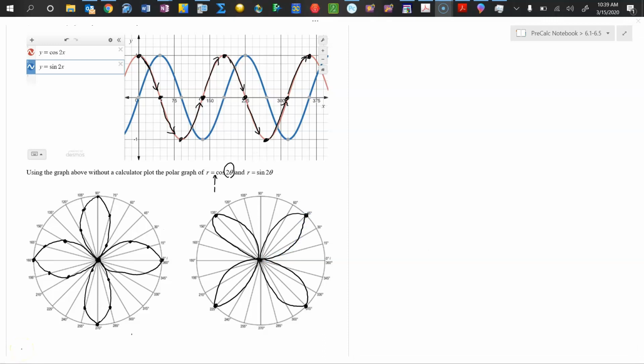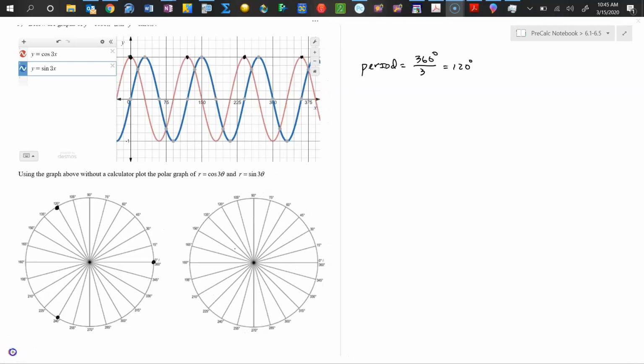Some things you will notice about the graph of r equals sine 2 theta is that it has 4 petals, twice the number of the coefficient of the angle. The length of each petal is 1, which is the coefficient in front of the sine function. And it has both x and y axis symmetry, similar to the graph of r equals cosine 2 theta.